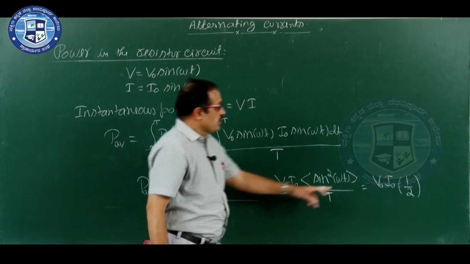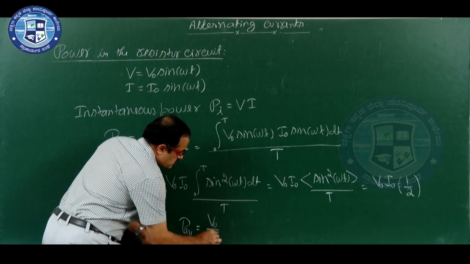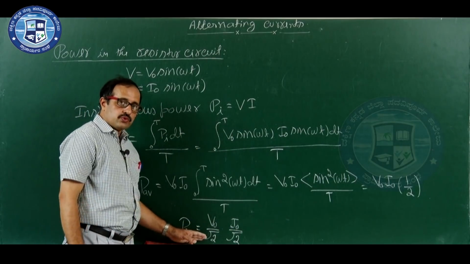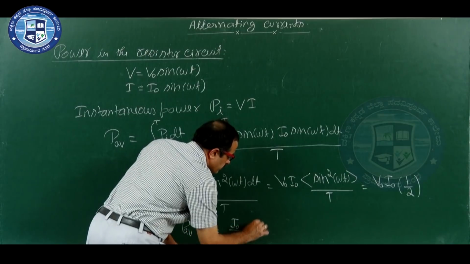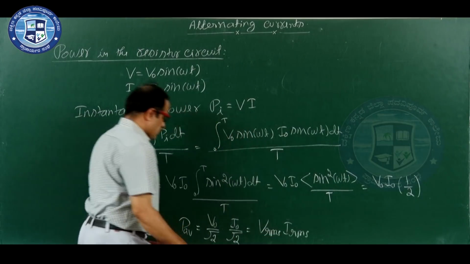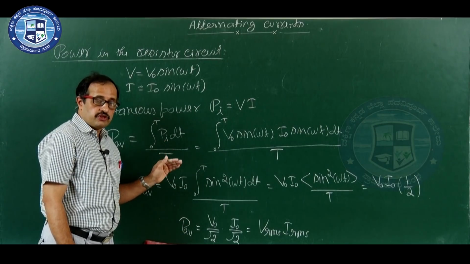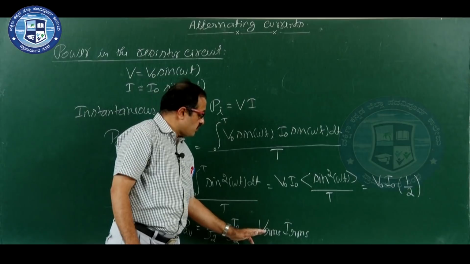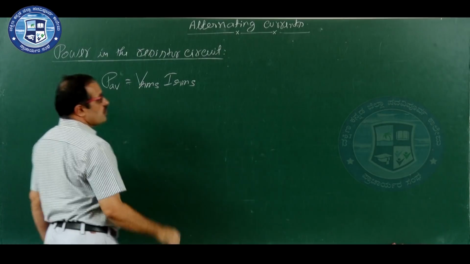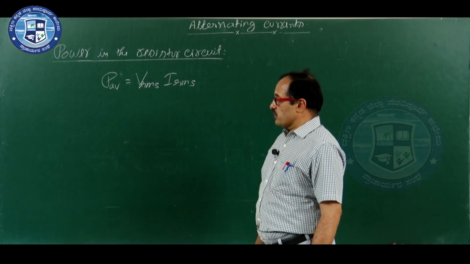is equal to, instead of writing V naught I naught by 2, we can write it as V naught by root 2 into I naught by root 2. What is V naught by root 2? VRMS. I naught by root 2, IRMS. Therefore, it is VRMS into IRMS. Therefore, average power consumed when alternating current flows through the resistor over the complete cycle is equal to VRMS into IRMS. P average is equal to VRMS into IRMS in the case of resistor circuit.